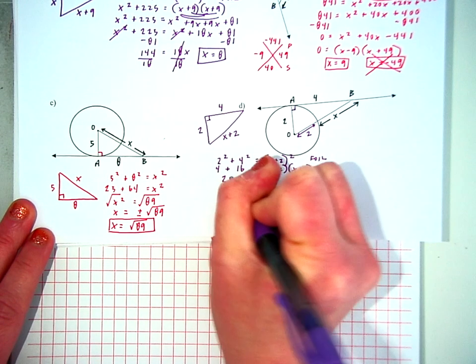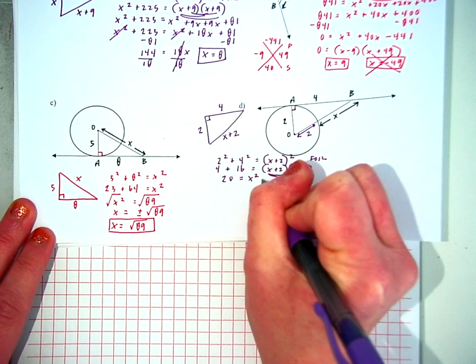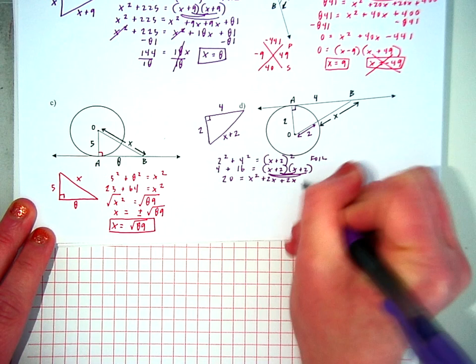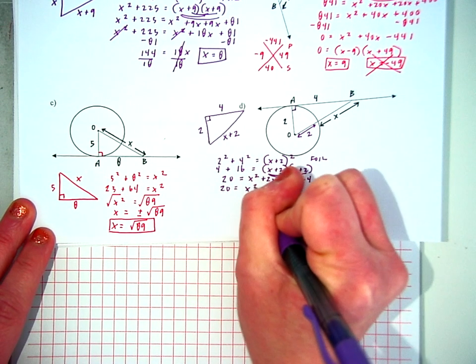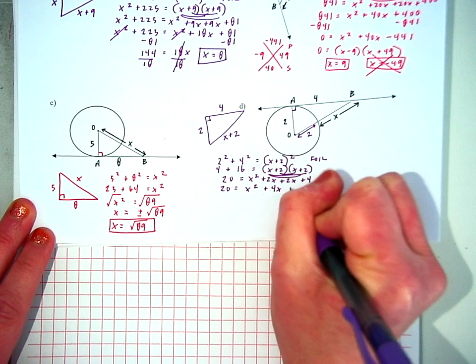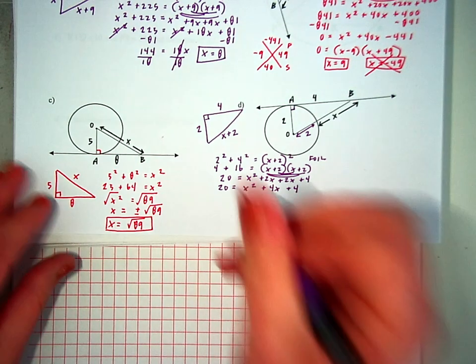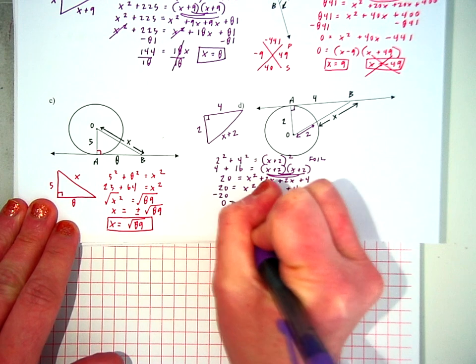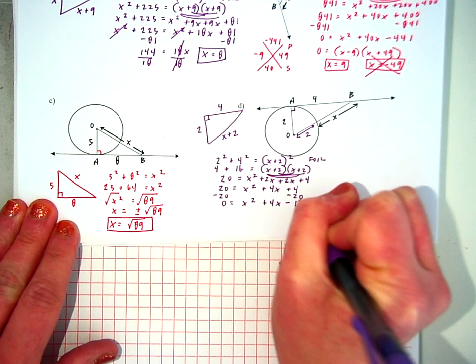So now I have 20 is equal to, first, x squared, outer, plus 2x, inner, plus 2x, last, plus 4. So 20 is equal to x squared plus 4x plus 4. So again, I see a quadratic equation. I want to have it set equal to 0 so I can try to solve it. So I'm going to take away the 20. So 0 equals x squared plus 4x minus 16.